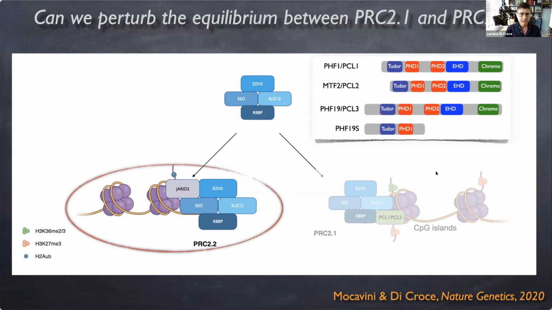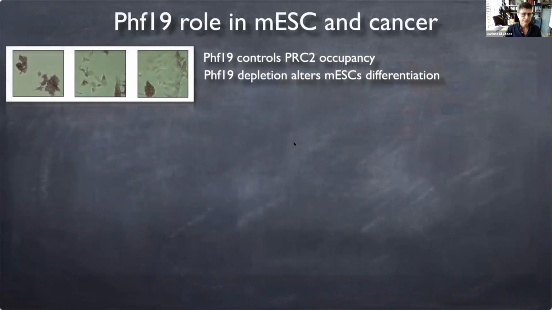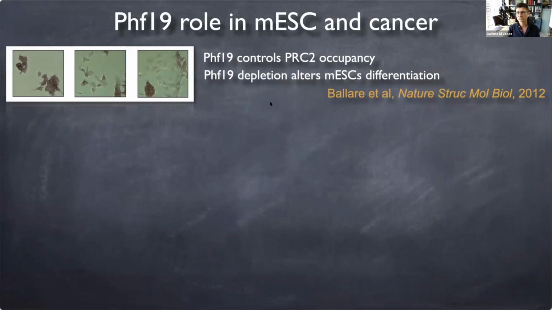So let me tell you a little bit about what we have done in the past. Our lab identified PHF19 almost 10 years ago as an interactor of the PRC2 complex. It is a protein which controls PRC2 occupancy, and deletion of PHF19, which, as I mentioned before, is also called PCL3, alters the capability of embryonic stem cells to undergo differentiation.